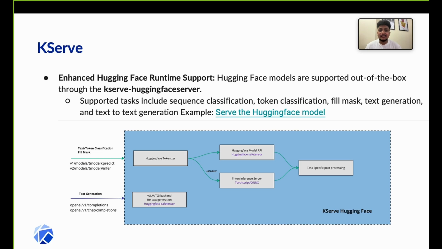The first one is the enhanced Hugging Face runtime support. Now you can run Hugging Face models out of the box in KServe. KServe can now automatically infer a task from its model architecture and select the optimized serving runtime for it. Currently, we support sequence classification, token classification, fill mask, text classification, text generation, and text-to-text generation. If you want a much more detailed view on how this particular serving runtime works, you can check out this diagram of ours. Other than that, if you want to check out an example of how to run this serving runtime, you can click here for the example.